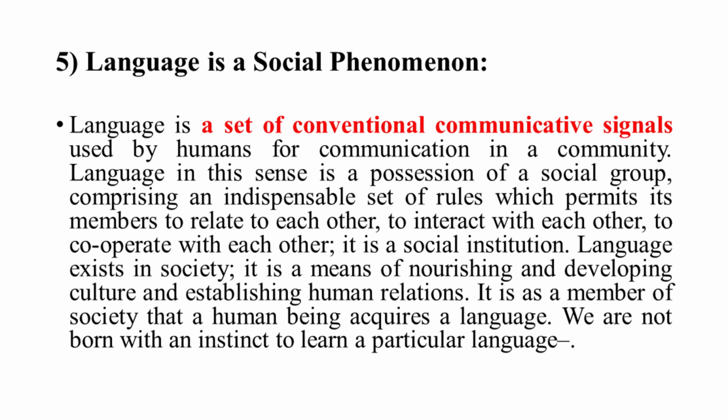Next, language is a social phenomenon. Language is a set of conventional communicative signals used by humans for communication in a community. Language in this sense is a possession of a social group, comprising an indispensable set of rules which permits its members to relate to each other, to interact with each other, to cooperate with each other. It is a social institution. Language exists in society. It is a means of nourishing and developing culture and establishing human relations. It is as a member of society that a human being acquires a language. We are not born with an instinct to learn a particular language.